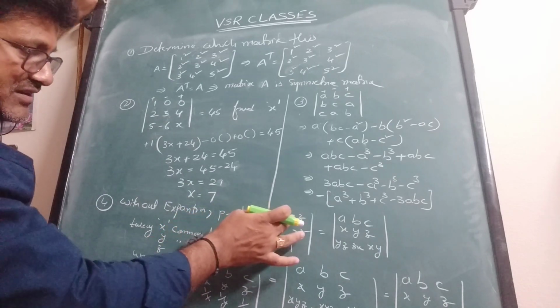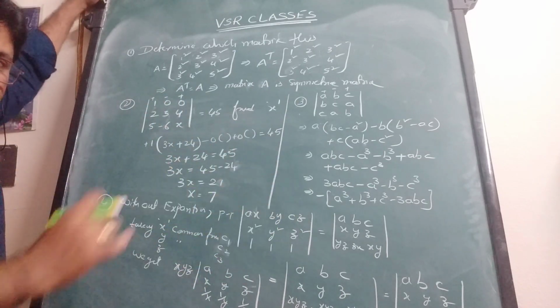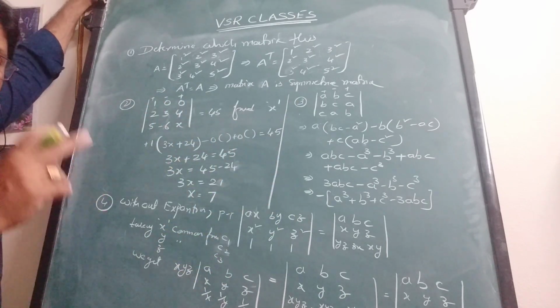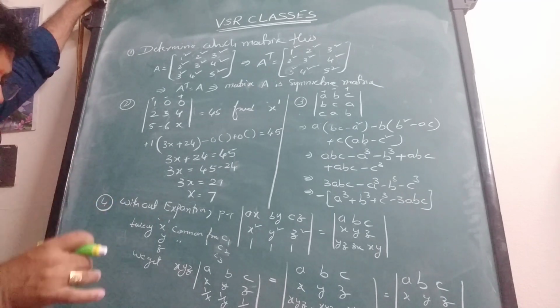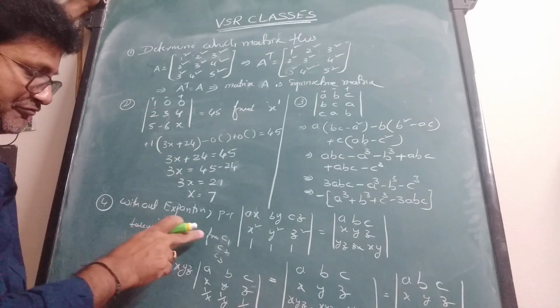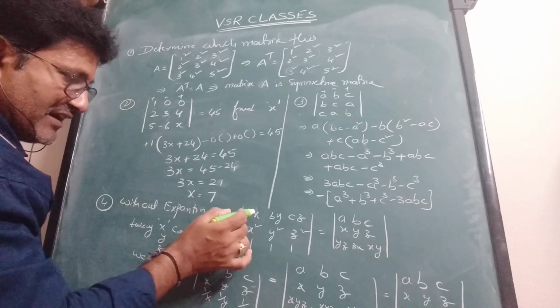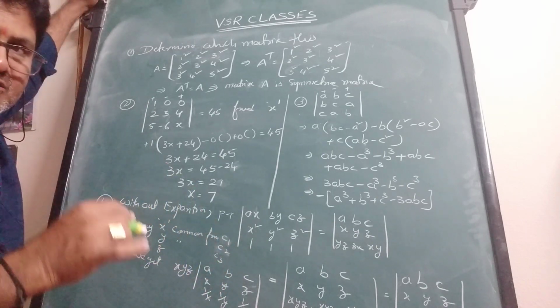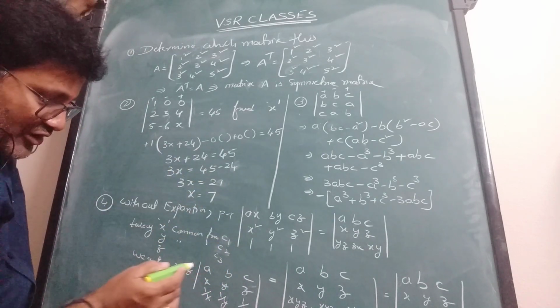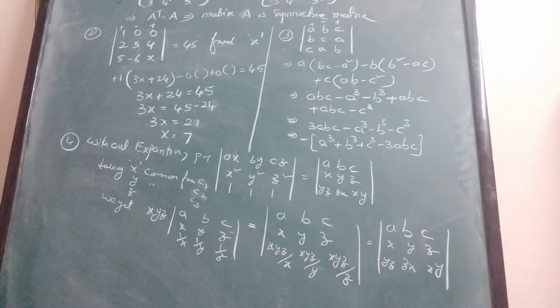ax plus by plus cz, x square, y square, z square, 1, 1, 1 is given. This is the determinant. What I am doing is taking a common from one column. Similarly, I am taking x common from C1. Whenever we take common, here x square has the common, here it is not there. Wherever it is not there, it divides. So, a x and 1 by x, we got it.